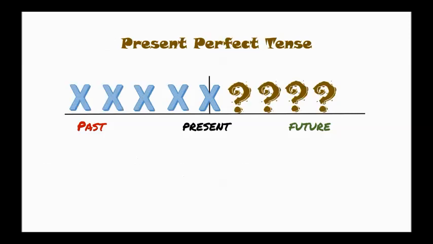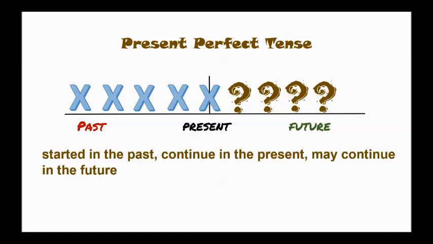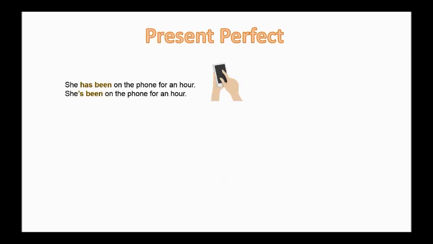The present perfect is used to express an action that started in the past and continues in the present. It is uncertain if the event will occur in the future. It is formed using have, has, plus the past participle. She has been on the phone for an hour. She's been on the phone for an hour. Contractions can be used to form the present perfect.